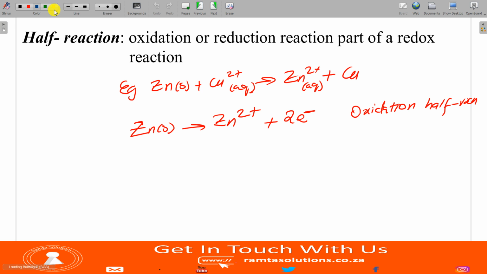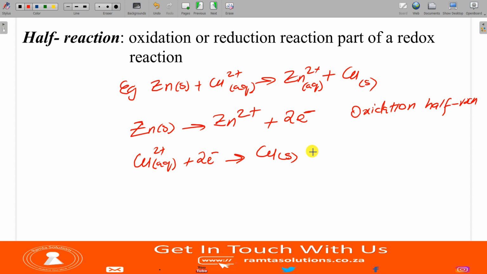Now let's look at copper. With copper, it is copper 2+ aqueous, giving us copper solid. So let's see the species. The coppers are balanced, but the charges are not. There are already 2 positive charges. We need 2 negative charges so the charges can be balanced. So when we balance them, 2 minus 2 is 0. So the charges are balanced.